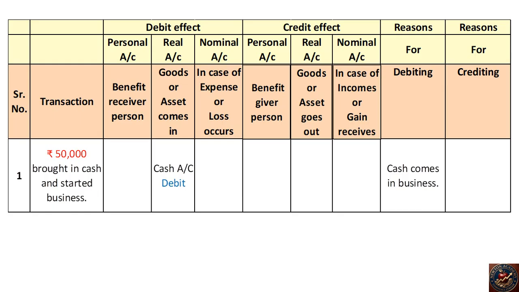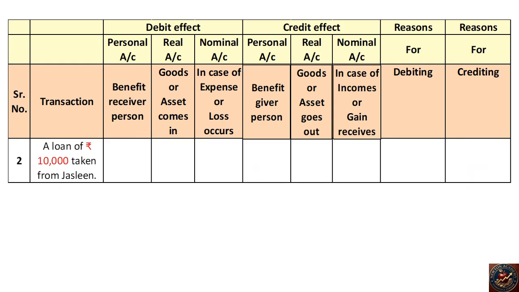The credit side, the owner is the one giving this money to the business. In accounting, the owner's investment is called capital. According to the personal account rule, we credit the giver. Therefore, we credit capital account. The reason for crediting is cash provided by owner.